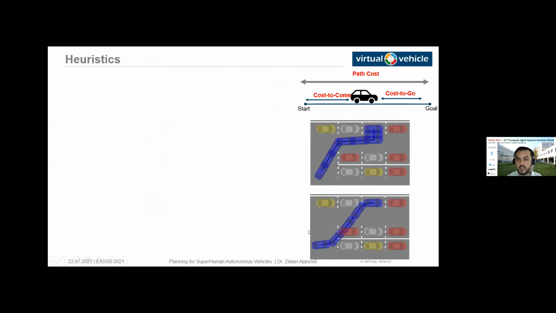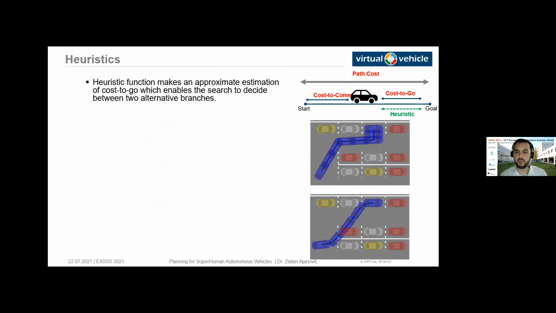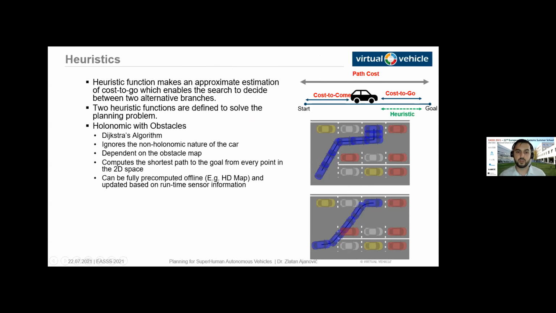As a heuristic function, as we said in previous cases, these are quite important to have a very efficient algorithm, so that we solve the problem in the best way. In A star we set G, which is the cost to come, and then the cost to go, which we estimate using a heuristic function, and we have the full path cost. The heuristic function makes this estimation.